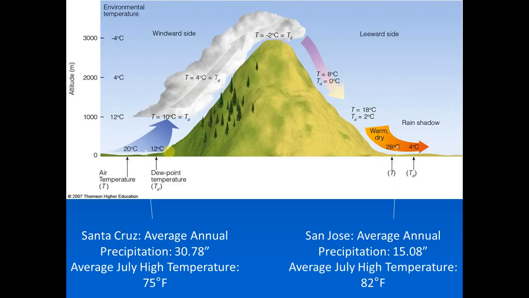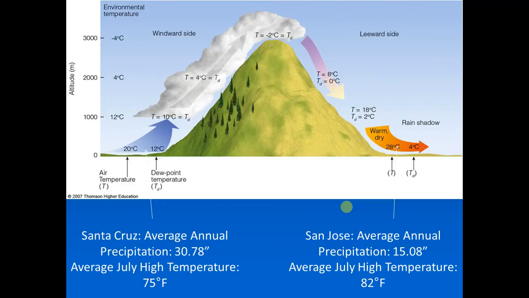Santa Cruz is at sea level, basically, on the windward side of the Santa Cruz Mountains. And average annual precipitation there is almost 31 inches. It's a lot, okay? Average July high temperatures are in the mid-70s. But San Jose is at the same elevation on the leeward side of the Santa Cruz Mountains. Average precipitation per year is only 15 inches, okay, basically half or so of Santa Cruz average yearly rainfall.